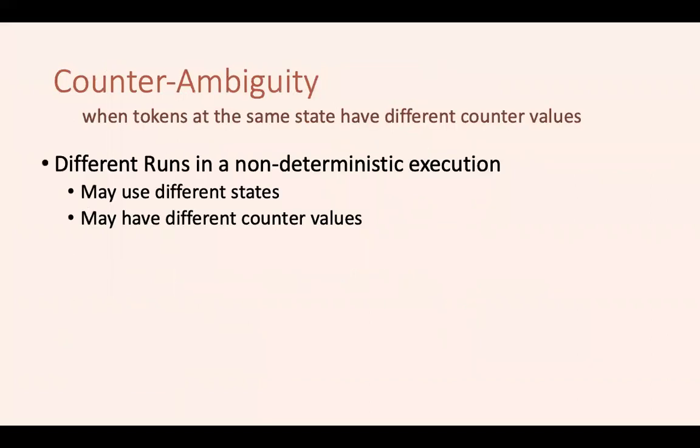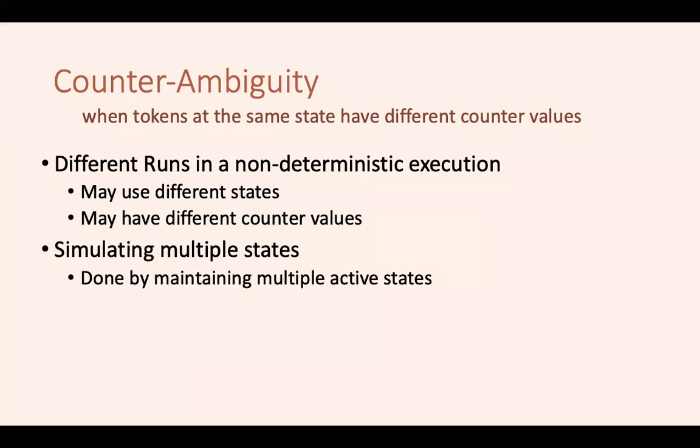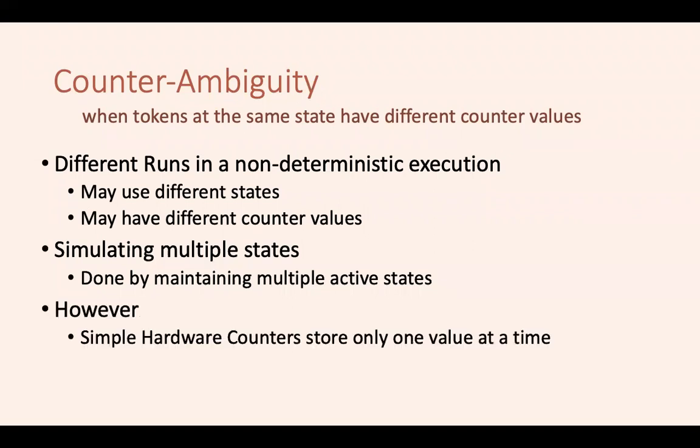So why is this particular situation interesting? Because we were able to simulate non-determinism in our hardware with multiple active states, and using multiple active states corresponds to having different states in different runs. But if the different runs have different counter values, then we need to represent that somehow as well. However, the challenge is that if you have a simple hardware counter, it will store only one value at a time. So we need to be aware of this situation.